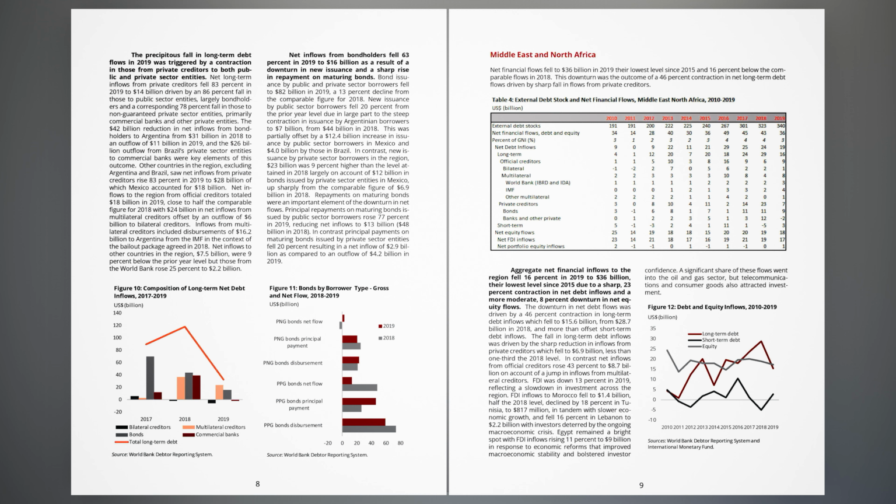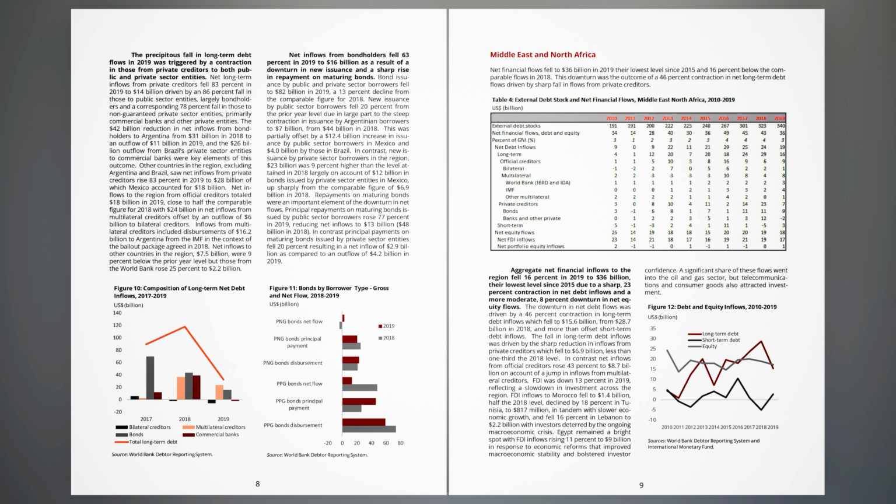Aggregate net financial inflows to the region fell 16% in 2019 to $36 billion, their lowest level since 2015, due to a sharp 23% contraction in net debt inflows and a more moderate 8% downturn in net equity flows. The downturn in net debt flows was driven by a 46% contraction in long-term debt inflows, which fell to $15.6 billion from $28.7 billion in 2018, and more than offset short-term debt inflows.